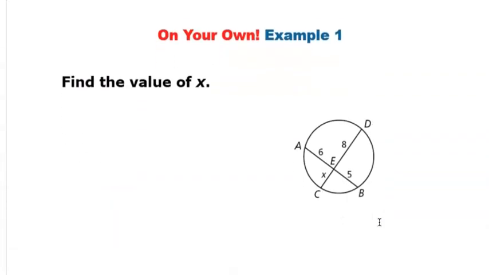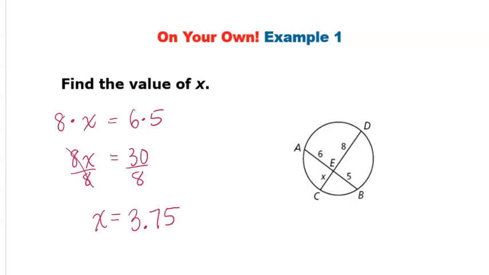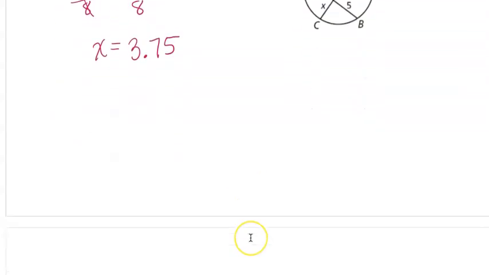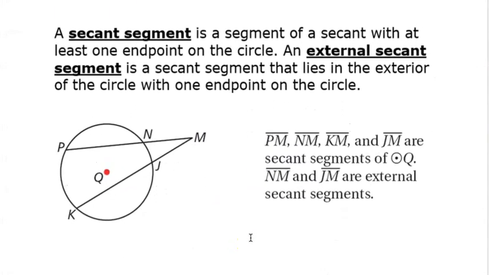All right, so try this next one, pause the video, and resume when you're ready for the answer. Okay, I'm going to assume you've worked on that on your own, and here's the answer. Okay, so 8 times x equals 6 times 5. You work that through, and x is equal to 3.75. The next slide is a repeat, so skip that. And let's look at this one.